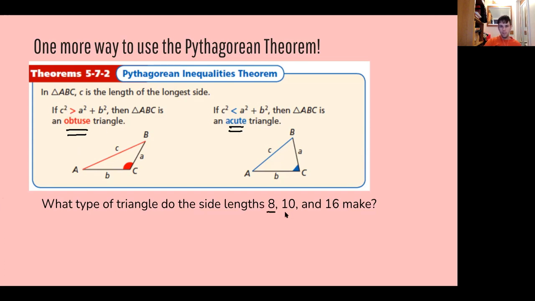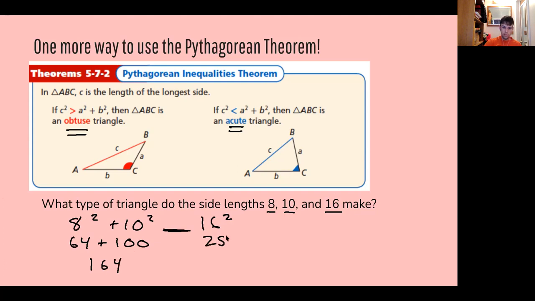So let's examine these 3 lengths, see what type of triangle they make. 8 squared plus 10 squared. We don't know if it's bigger or less than, but we're going to compare it to 16 squared. See, that's 64 and 100. So that's 164, and this is 256. So the hypotenuse is too big. It's bigger than the legs squared. So this is going to be an obtuse triangle.